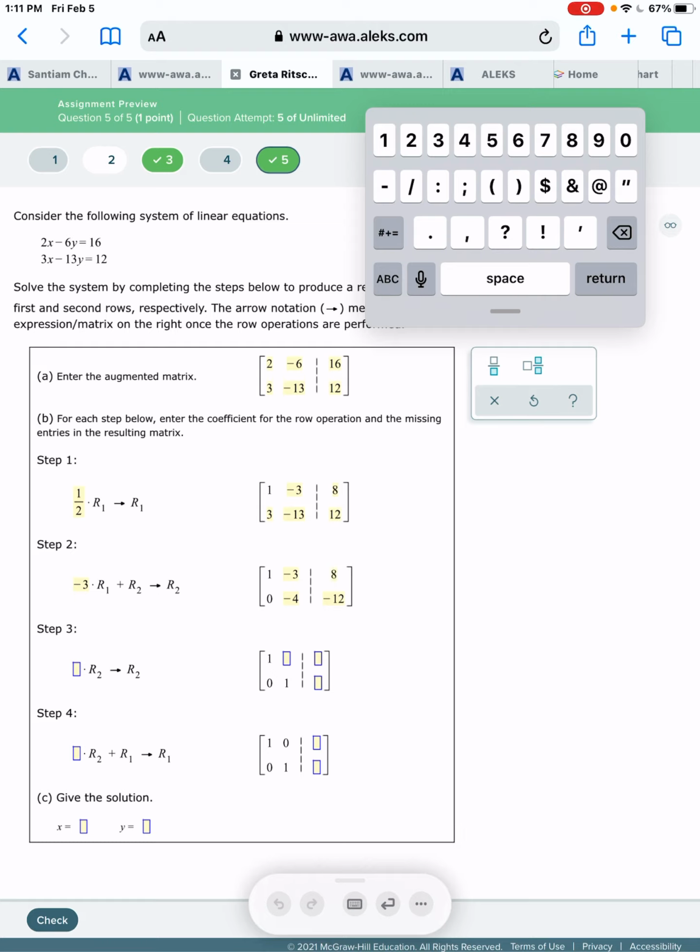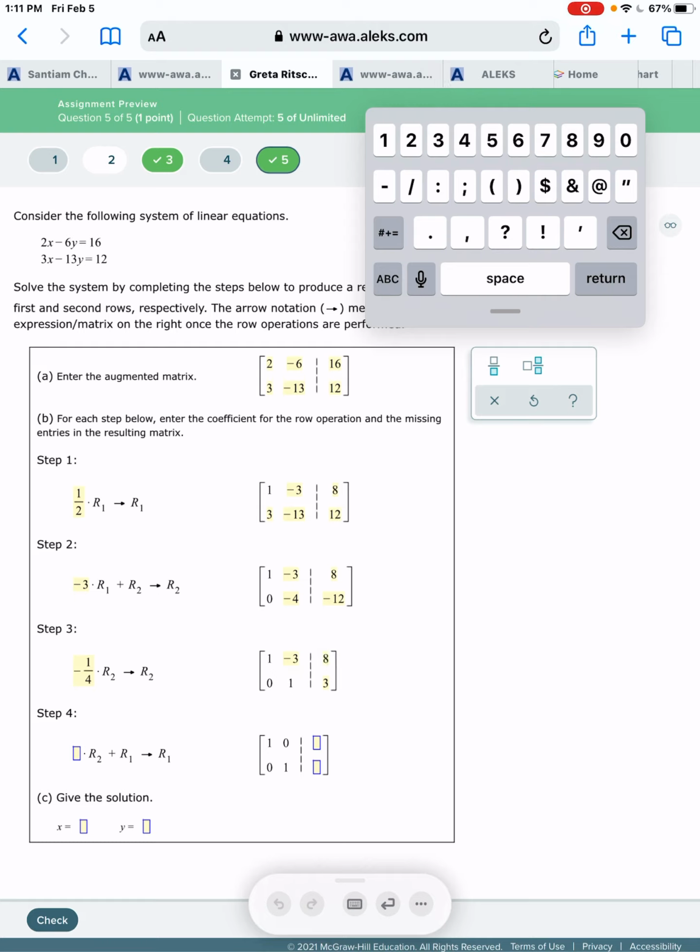Moving on to the next step, we're going to multiply something times row 2 to make a new row 2. Row 2 used to be 0, negative 4, and negative 12. So I am going to multiply by negative 1/4, because negative 1/4 times negative 4 is going to give me the positive 1 I want down below there. I'm going to need to do negative 12 times negative 1/4. Negative times negative is positive, and 12 times 1/4 is the same thing as 12 divided by 4, which is 3. Let's keep the other row the same.